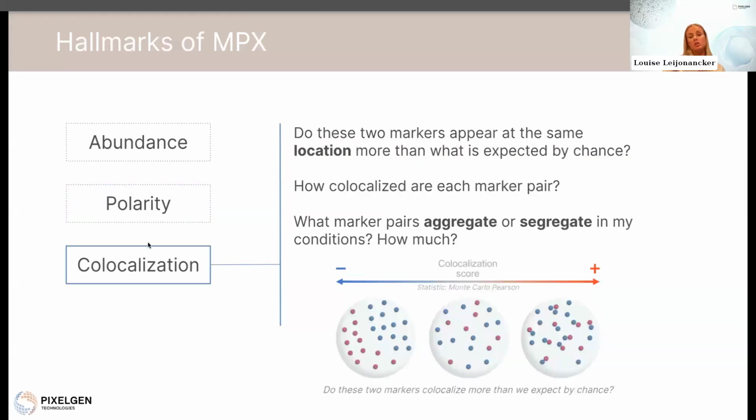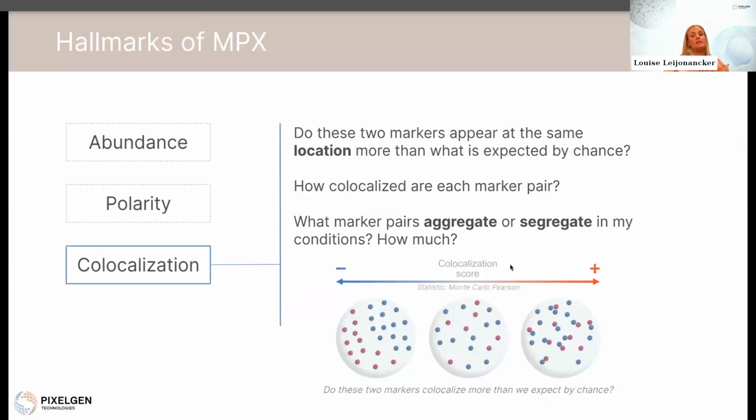So the second spatial metric is the co-localization. If we start by looking at this figure again, we have the co-localization score that tells you, do these two markers co-localize more than we expect by chance? If it's around 0, that again means that it's random, there's no pattern. But if it's negative, it means that these two proteins are actually segregating away from each other. And if it's positive, it means that the two proteins tend to be co-localizing on the cell surface.